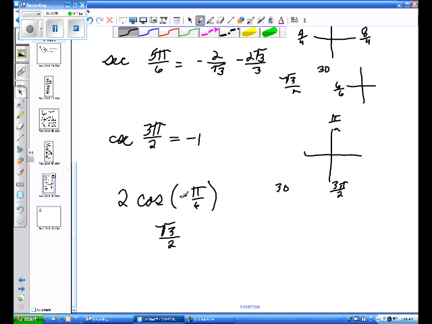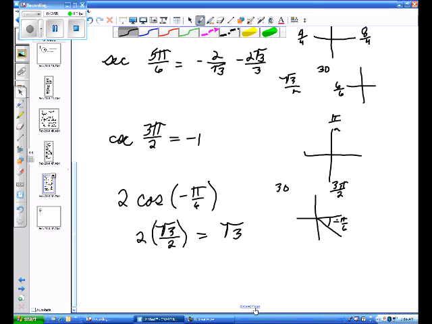Now, all that the negative does for the angle, remember, is we rotate clockwise. So we would be here in the fourth quadrant. We've just rotated negative pi over 6. In the fourth quadrant, cosine's positive. So the cosine of negative pi over 6 would be square root of 3 over 2. And then we're going to multiply that by 2, which would end up being the square root of 3.